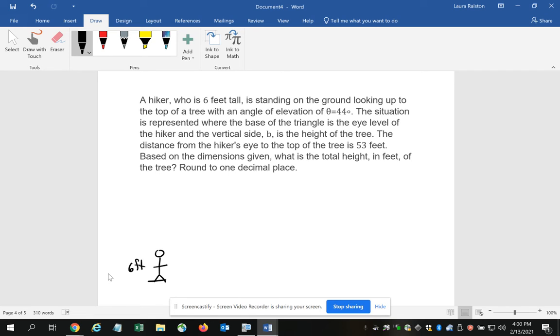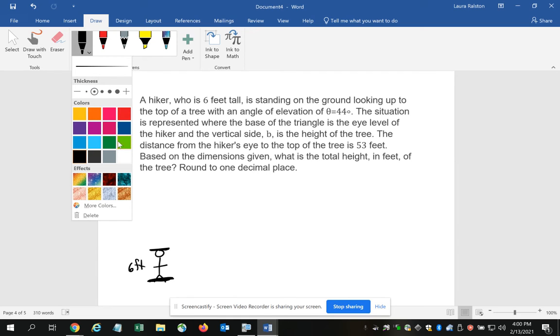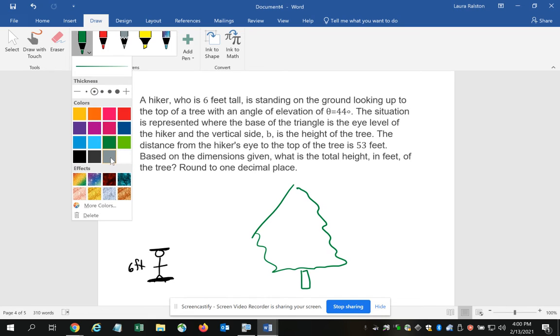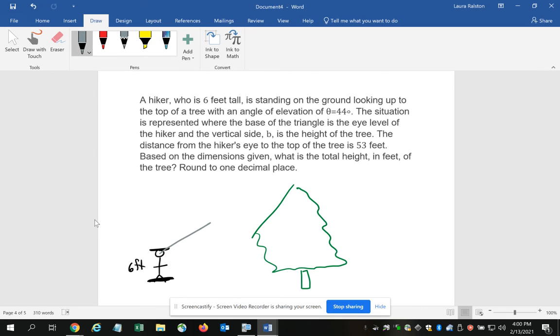If we measure him from the ground, okay, he's 6 feet. He's standing on the ground looking up at the top of a tree. So we've got a tree over here. Kind of a sloppy tree, but we got a tree. And he's looking at the top of the tree.